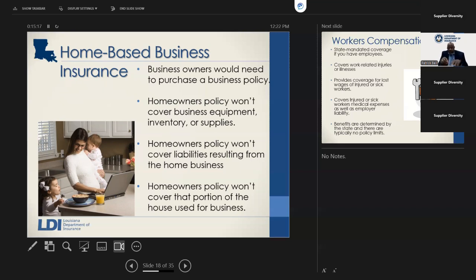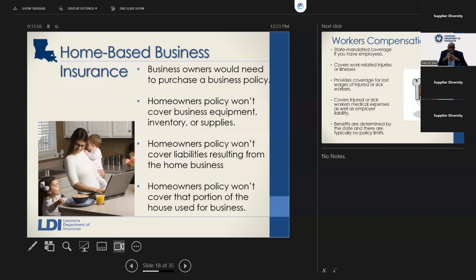So let me elaborate with a few examples. Let's say you're preparing taxes out of your home, and one of your clients comes over to either drop off the information or to pick up their tax return. And let's say they trip over one of the kids' toys in the yard and they fall and break a leg and have to have surgery. Guess what? You're looking at $10,000 that you're going to be responsible for if a person breaks a leg and has to have surgery. Because your homeowner's insurance company may say, well, we didn't know you were operating a business out of your home. So too bad, so sad. You're not covered for this.